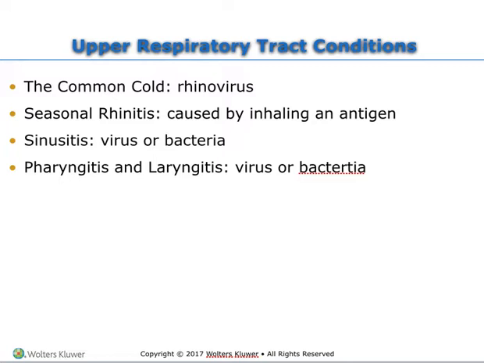Some side notes, the common cold. A cold is most contagious 1 to 4 days before the onset of symptoms and during the first 3 days of the cold.